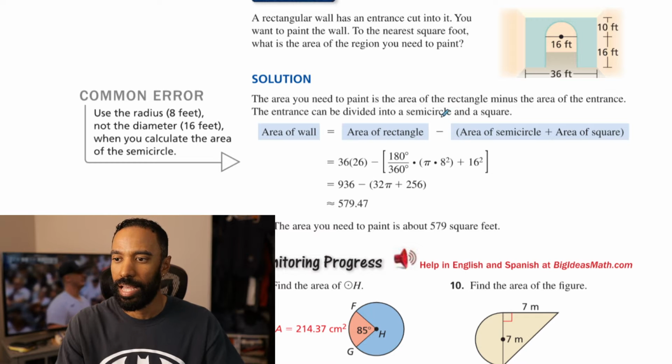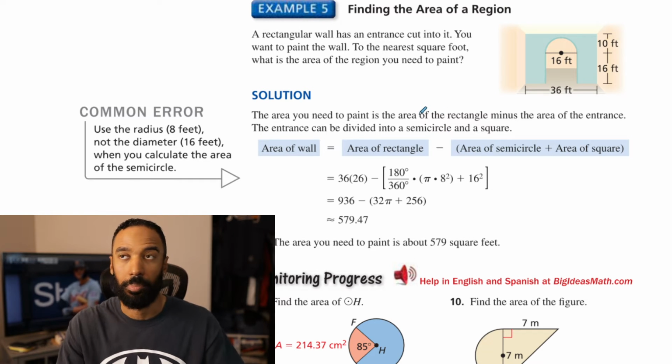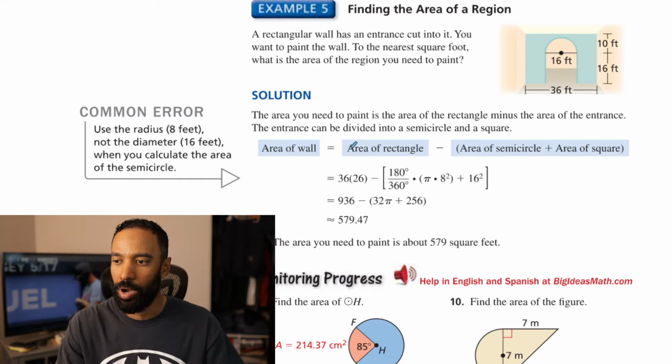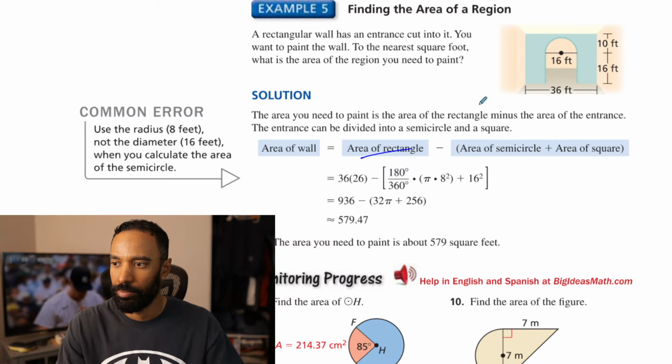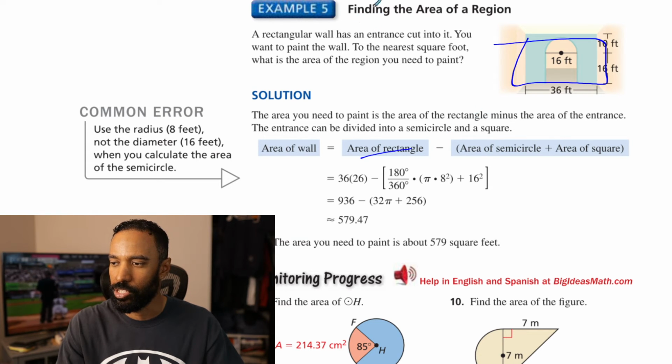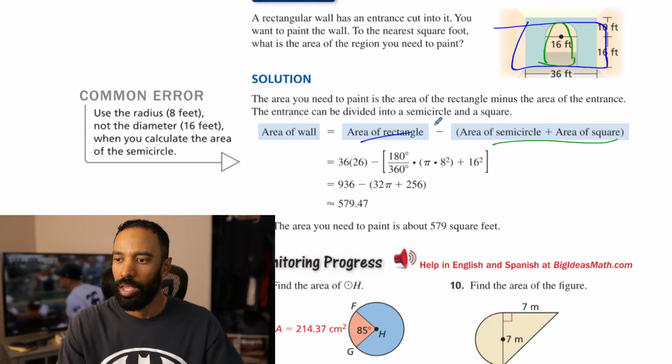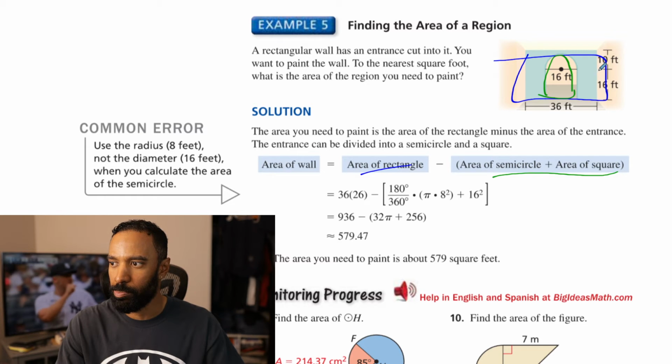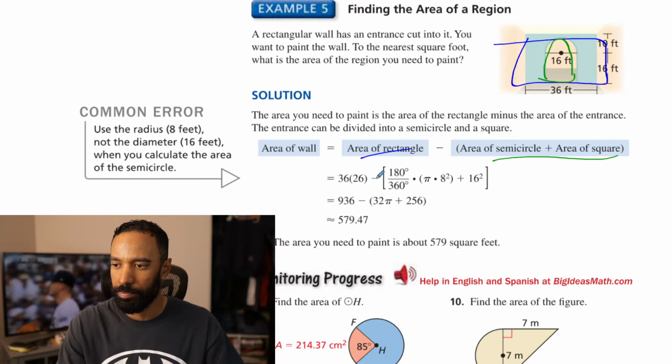Subtract that out. So that's going to be the plan. The area of the wall is the area of the big rectangle here, minus the area of the semicircle plus the area of that square there. So we'll take that one out. Area of the entire wall, we got 36 by 10 plus 16, 26.